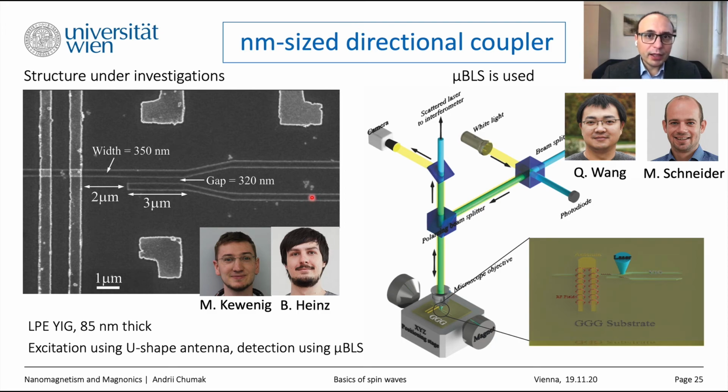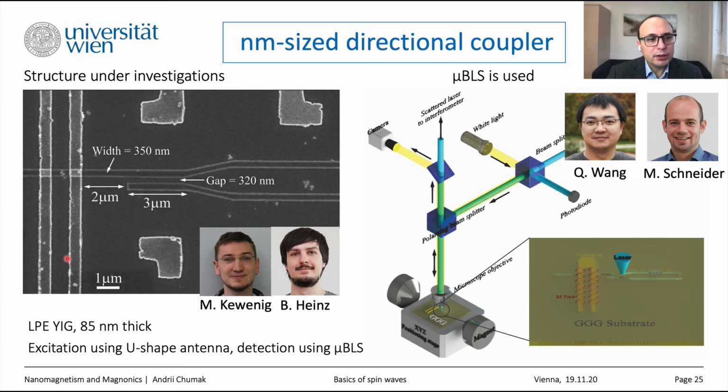So here you see the structure under investigation. It was developed by Martin Kaewenig, and the technology was developed also by Bernd Heinz. The strip which you see is our magnetic waveguide. The size here is 350 nanometers. If our hair diameter is 50 microns, this is around 100 times smaller than a hair. So it's really very small. You cannot see it even with a normal microscope. So this is our waveguide. As you remember, we just want to send a spin wave along this waveguide.